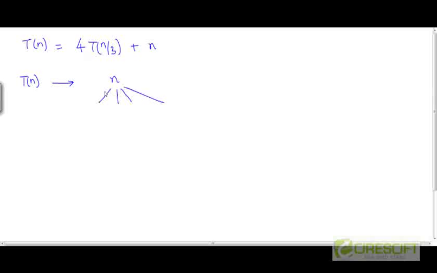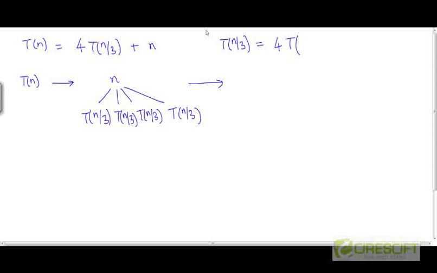So we're going to have 4 children, each with a cost of T of n by 3. In the next round, we will expand these nodes. To expand them, we need to know what T of n by 3 is as per this recurrence. So if we substitute n by 3 in place of n, we get T of n by 3 is 4 times T of n by 3 divided by 3, or n by 9, plus n by 3.